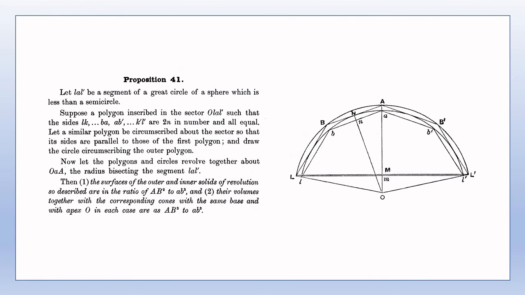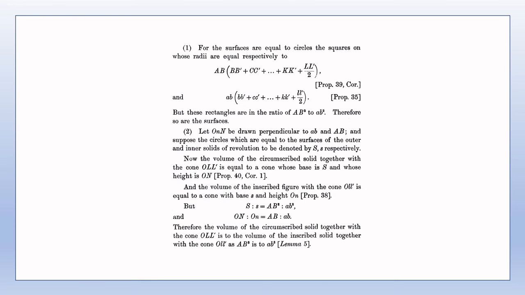That the rectangles in proposition 41 are in the ratio AB squared to ab squared can be justified in a similar way to that which I outlined in the demonstration of proposition 32. Also that the volume of the cone with base S and height ON, and the volume of the cone with base s and height on are in the ratio AB cubed to ab cubed, can also be justified using a similar approach to that which was outlined in Proposition 32.